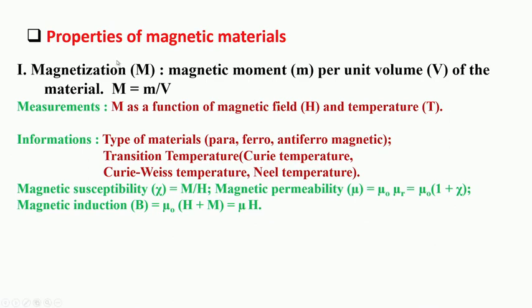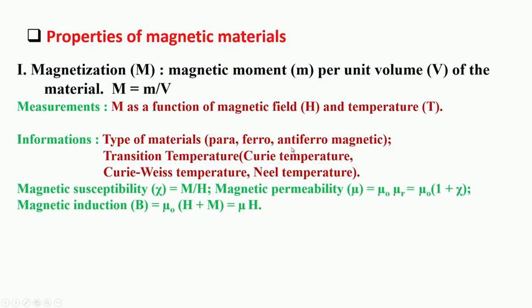Let me tell you what properties of magnetic material we study in our research. The property of a magnetic material is, basically, magnetization. Magnetization is nothing but magnetic moment per unit volume of the material. Now, we want to measure this magnetization as a function of magnetic field and as a function of temperature. If we measure, we get information about the magnetic material, whether it is paramagnetic, ferromagnetic or antiferromagnetic. Different kinds of magnetic materials are there, and which type it is we can find out from this measurement.